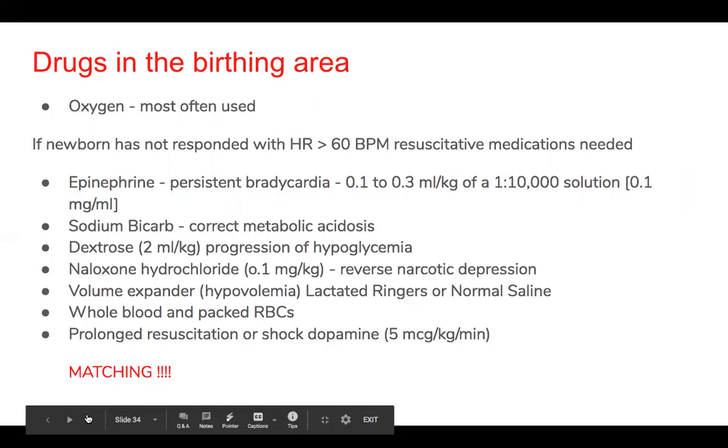Naloxone, reversal agent for narcotic depression or respiratory depression related to narcotic administration. Volume expanders are used for hypovolemia. Examples would be lactated ringers or normal saline. Whole blood and packed red blood cells for blood loss, anemia, extreme anemia, but usually for your blood loss, like we saw in that video. Prolonged resuscitation or shock would be dopamine. So just make sure you know your meds.